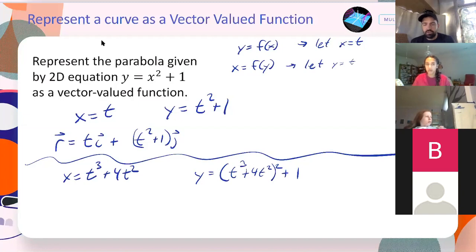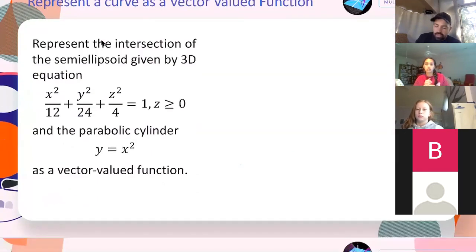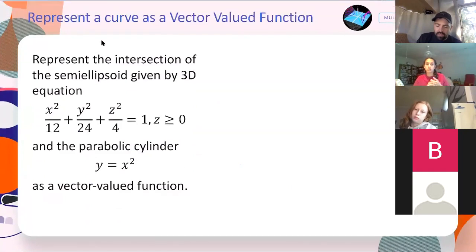The simplest is usually if I have a function that I could at least solve to be one of these two. Generally, that's what I would do, is just let the independent variable be t, and then the dependent variable be whatever the relationship is there. 3D is harder because I can't just pick one variable to be t, because often it's not easy to isolate or whatever.